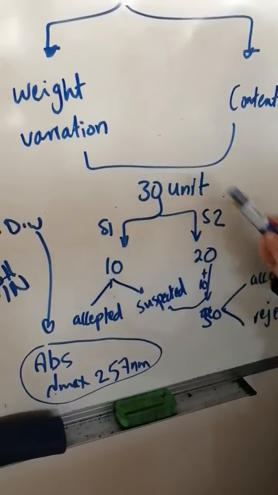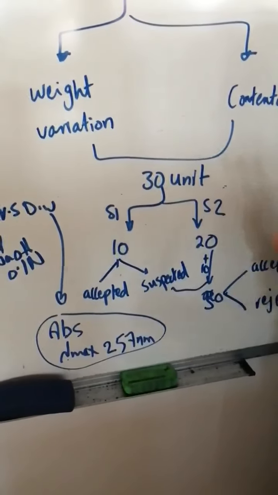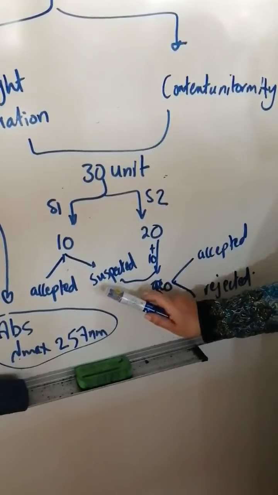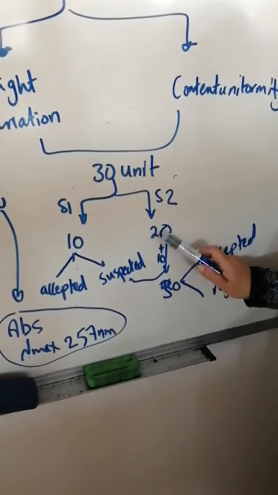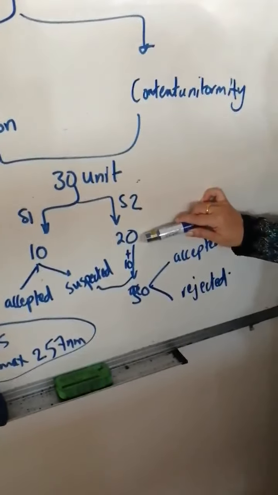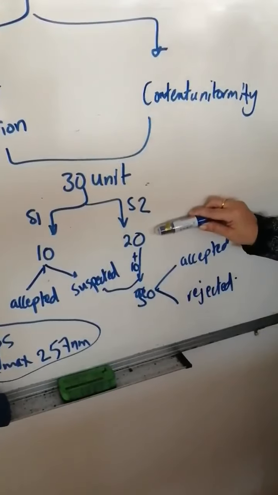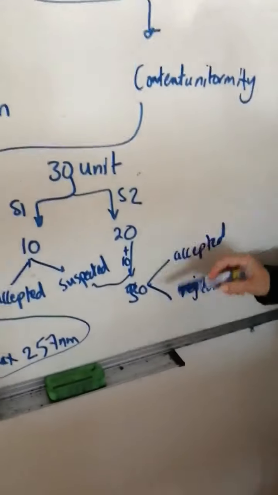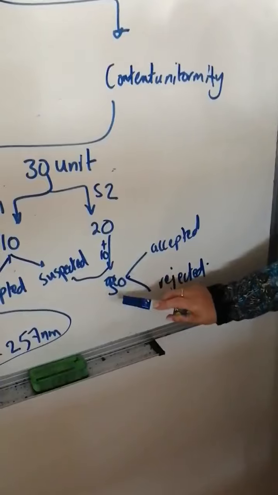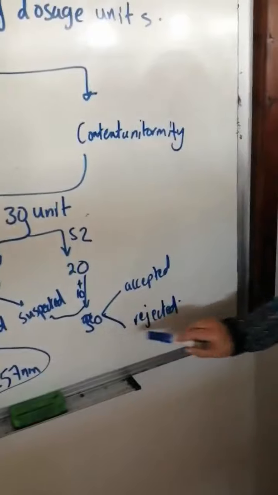After doing the test, if the result is within the ranges, it is accepted. If not within the ranges, it is suspected. So we have to perform another 20 tablets out of 30. After performing the 20 tablets, we are going to merge the results of the first stage with the second stage to get the result of 30 units. Then we have a judgment here. If it is within the accepted range, it is accepted. If it is not within the accepted range, it is rejected.